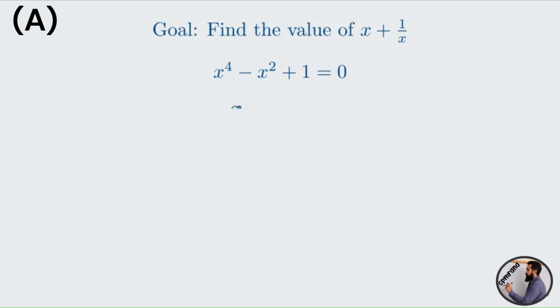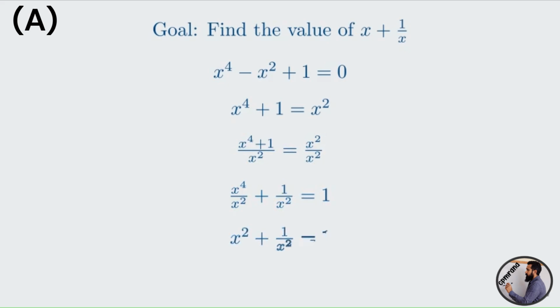First, let's move the negative x squared term to the right side of the equation. To get the terms into the fractional form we need, we will divide both sides by x squared. On the left, we can split the fraction, and on the right, x squared divided by itself is 1. Simplifying the first term, we get.